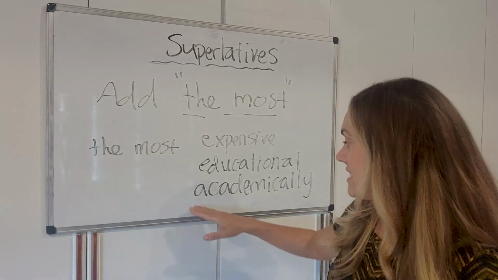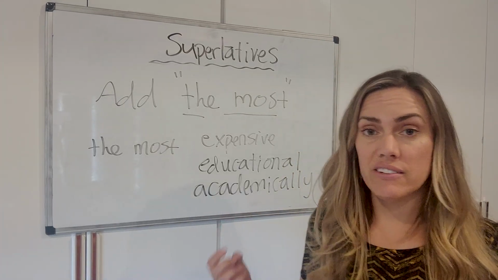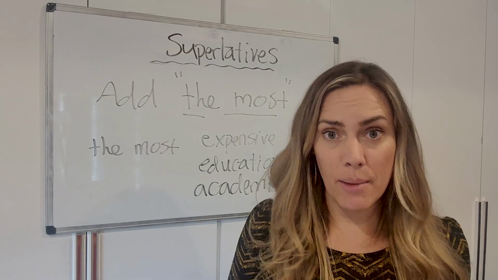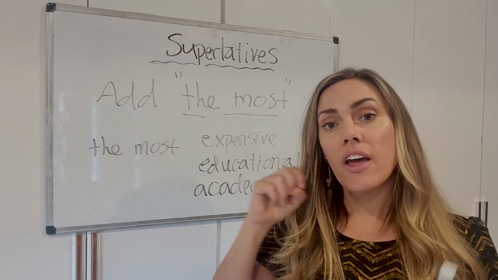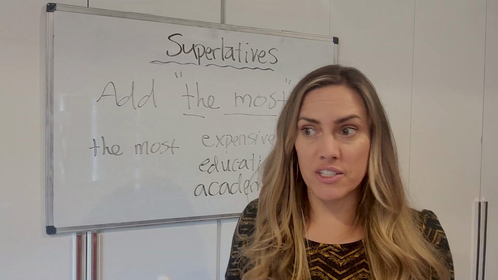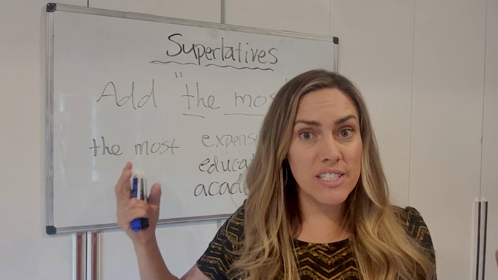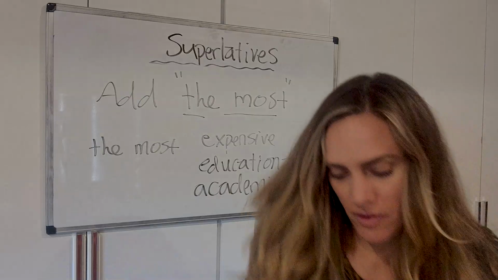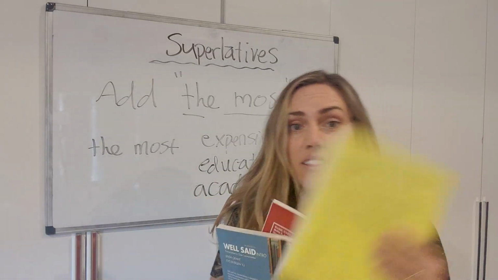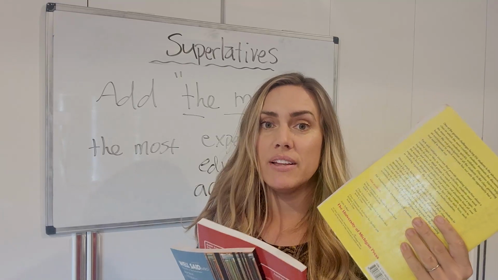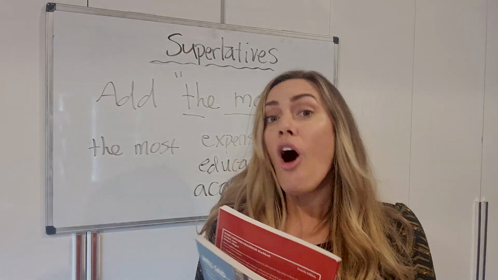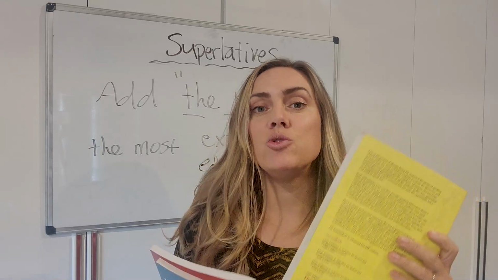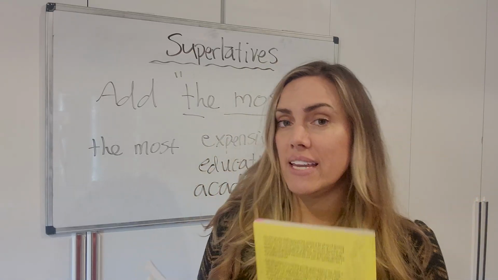So if you want to say that a book is written, which is a verb, a book is written academically, that's an adverb. But of all of the books, one is written the most, you would say, the most academically. Of all these books, this one's written the most academically. They're all academic, but this is the most academic. It is written the most academically.